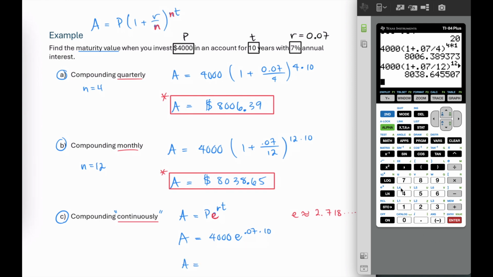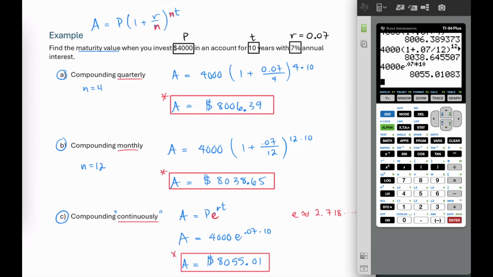We plug this into our calculator, and we get 4,000 times second E raised to the power is located over the ln button, so we'll say second ln to get that E raised to a power function. And then we're looking at 0.07 times 10 in the exponent. And then when we hit enter, we get a little bit more money than we had when we were compounding monthly. In the compounding continuously scenario, we start earning interest right away, which means that we're earning interest on that interest right away. And while it's not much more than the first two scenarios, it is a little bit more than both of them.